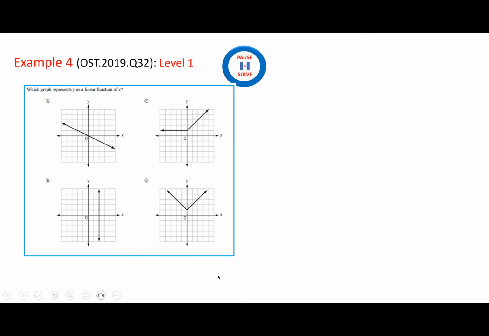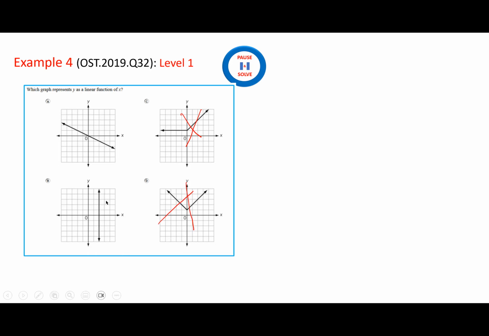Question number 4. Which graph represents y as a linear function of x? A linear function of x. When you look at those here, for sure this one is not good. This one is, I mean, it's not linear, okay? So you can say this option here. It's not linear. This one here is also not linear. You cancel it.